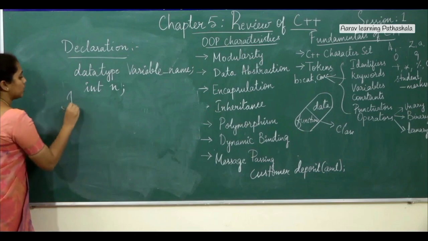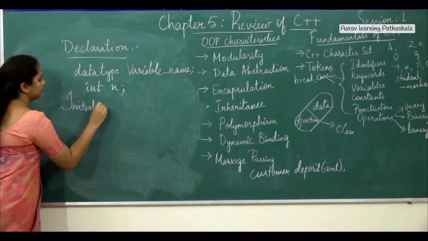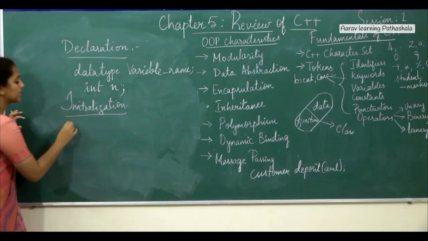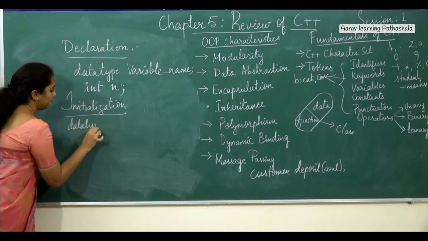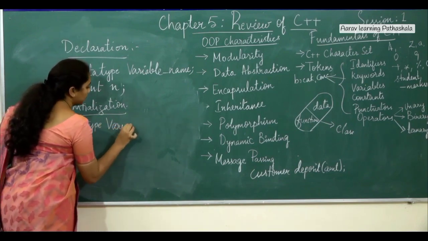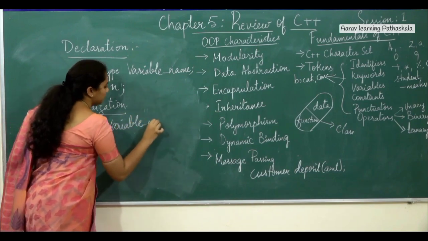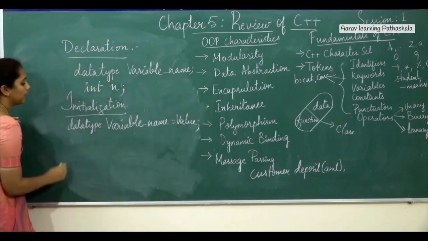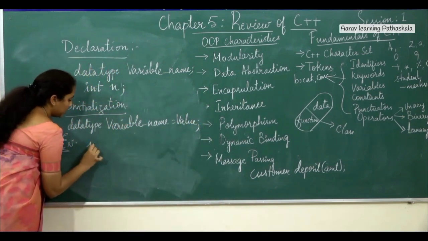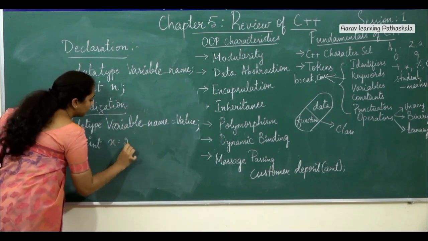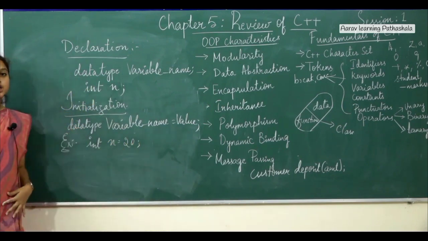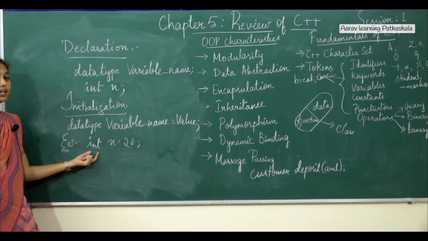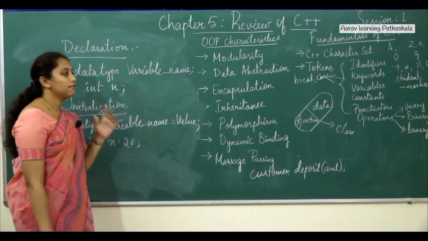Next is initialization of a variable. How to initialize a variable? What is the syntax? Data type, variable name is equal to value, semicolon. An example for this is int n is equal to 20. So here we are initializing the value 20 to the variable called n, which is of type integer. So this is about variables.